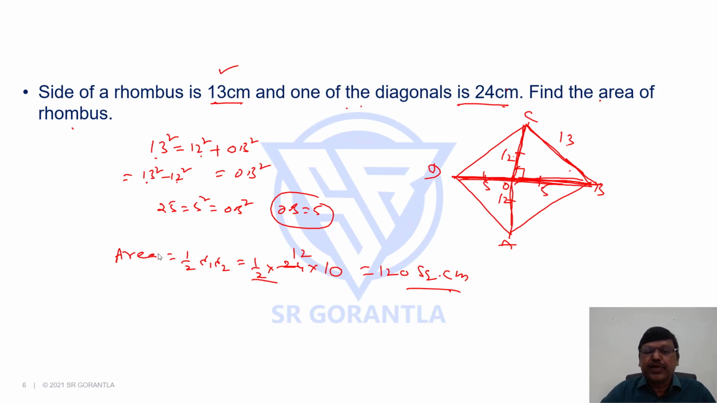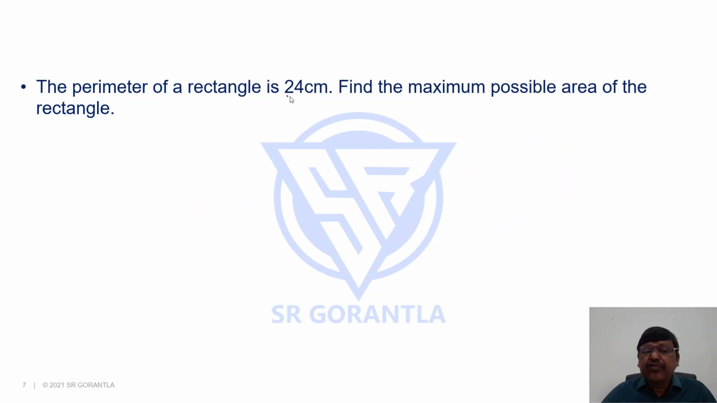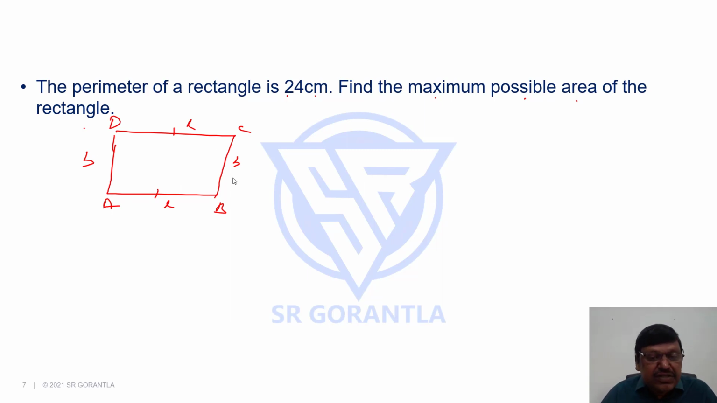Right? Let's take up one more example. The perimeter of a rectangle is 24 centimeters. Find the maximum possible area of the rectangle. When we take a rectangle, we've discussed that opposite sides are parallel and equal. If this is L, this is L, this is B, this is B. So perimeter is the sum of all 4 sides, which is 2L plus 2B, or we say perimeter of a rectangle is 2 into L plus B, which is 24. So L plus B equals 12.